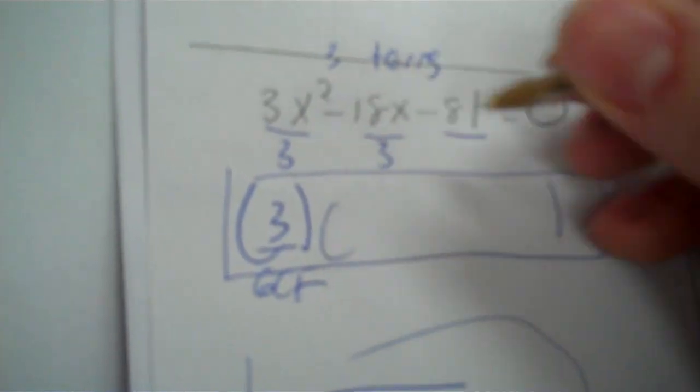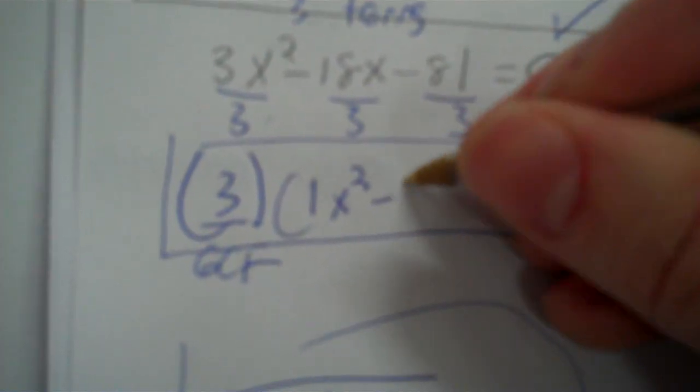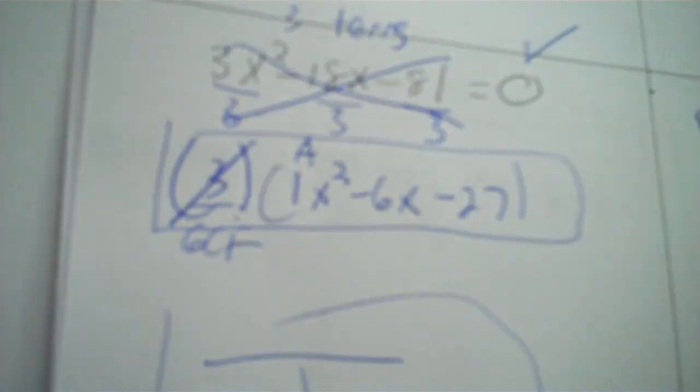Take 3 divided by 3, 18 divided by 3, 81 divided by 3. All those divide by 3. That's 1. Remember, you're not dividing by x, so it stays x to the second, and 6x, and then negative 27. Now you factor your 3 out over here, and now A is 1x second, B is negative 6x, C is negative 27. The A is 1x to the second. It is not 3 anymore, it is now 1.